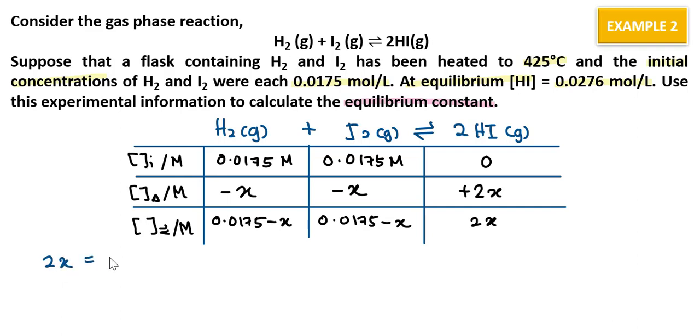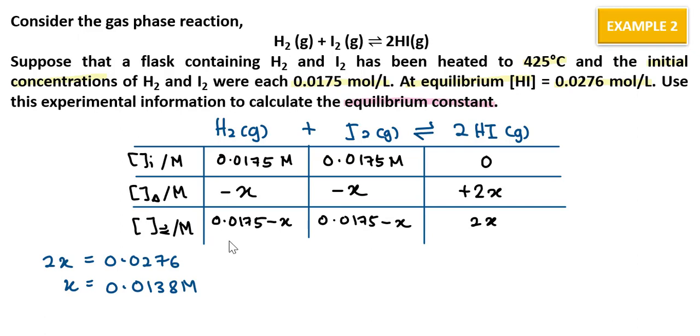2x is equal to 0.0276 molar. So x is equal to 0.0138 molar. So we already know the value of x. Now we can calculate the concentration of each species at equilibrium.